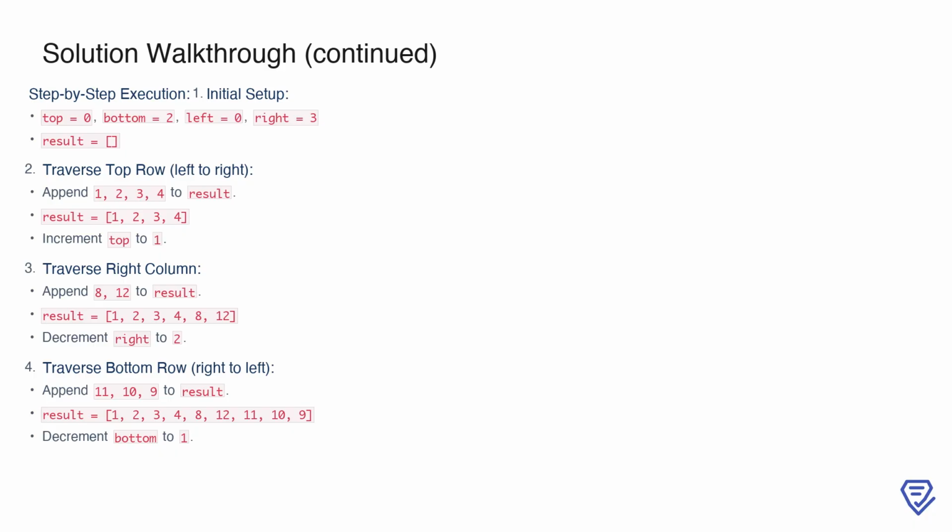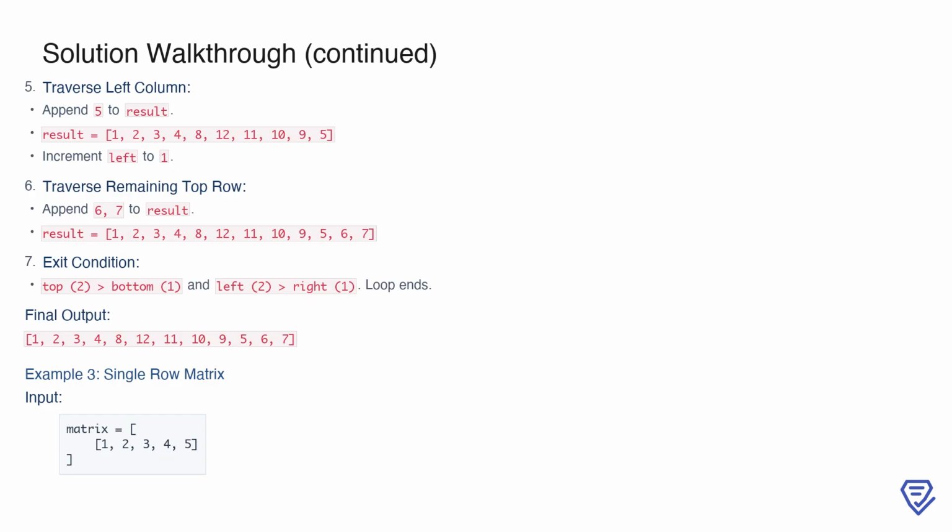For the bottom row, we move right to left and append 11, 10, 9 from matrix[2][2], matrix[2][1], and matrix[2][0]. This updates the result to 1, 2, 3, 4, 8, 12, 11, 10, 9. Finally, the bottom boundary is decremented to 1, and we continue with the left column next.